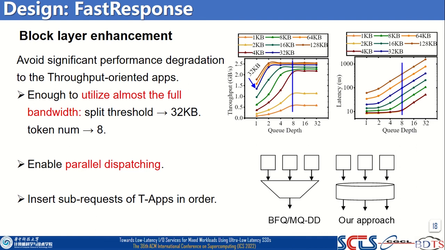Second, unlike the BFQ and the MQ-deadline IO schedulers that use a global queue to dispatch all requests, we attach a dispatch queue to each hardware queue, and thus can fully utilize the high bandwidth through parallel dispatching. Third, we insert the split sub-requests in the queue in order according to their LBAs so that they can be dispatched consecutively.